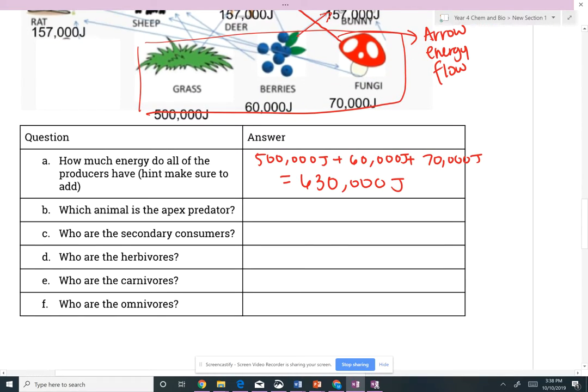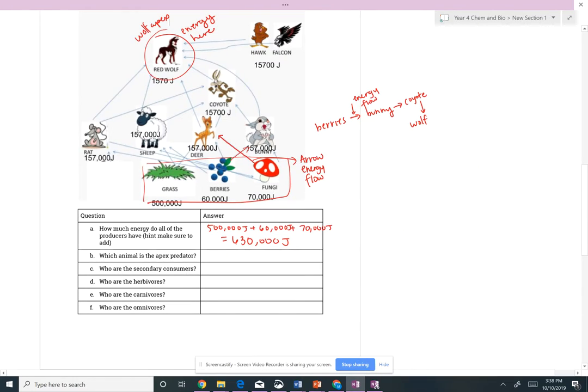All right, secondary consumers. You guys can also think about secondary consumers as the ones who are second to the plant, who get to the plant second, okay? So I'm looking through here, and these guys right here, my rat, my sheep, my deer, and my bunny, they all eat plants. So they are all primary consumers.